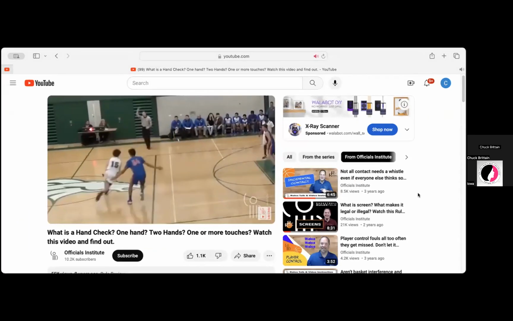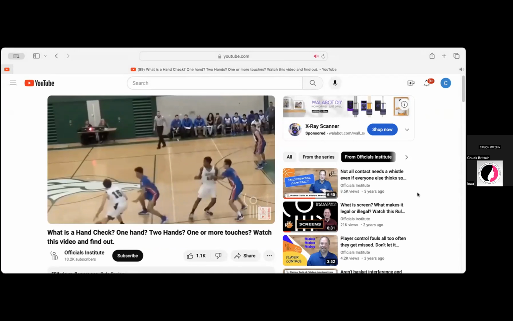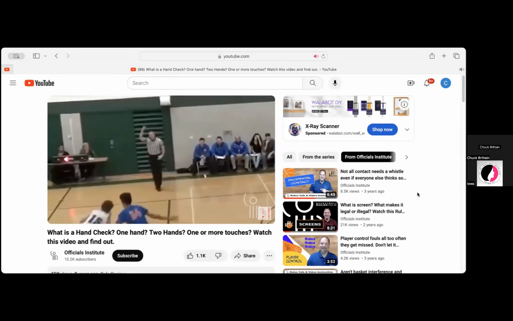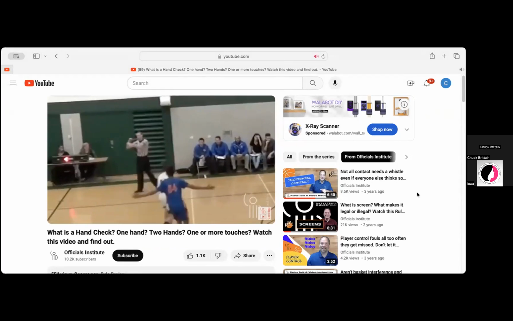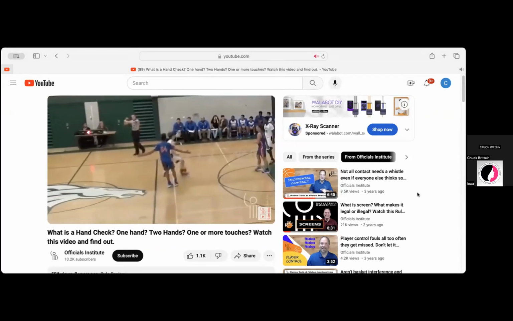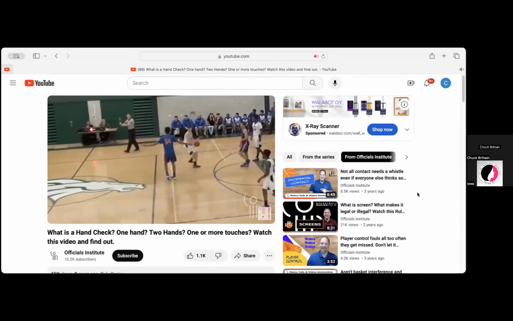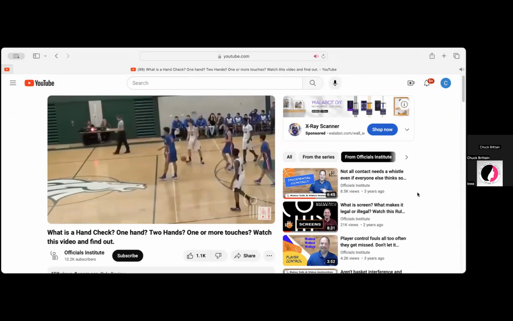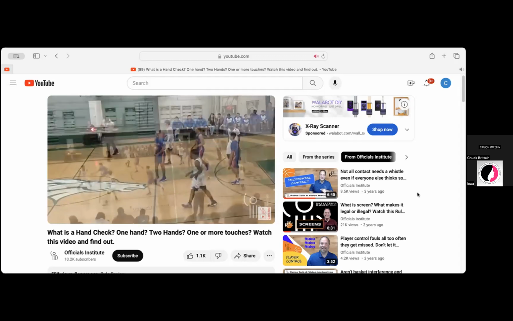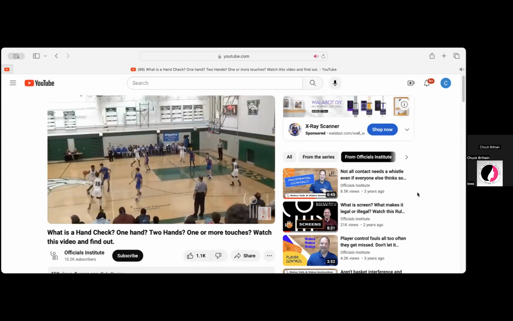It is important to note, if a hand check occurs, we should use the hand check signal. By using a different signal, like a hold, a push, or a block signal, it gives coaches, players, and fans the wrong information about why the foul was called, and in turn prevents them from making the appropriate changes to avoid a similar foul moving forward. Let's go ahead and watch that play one last time.